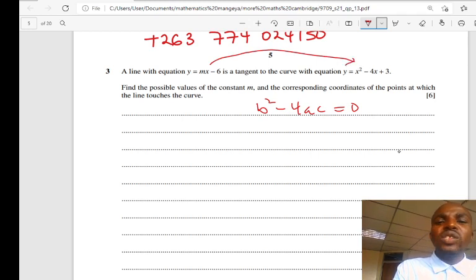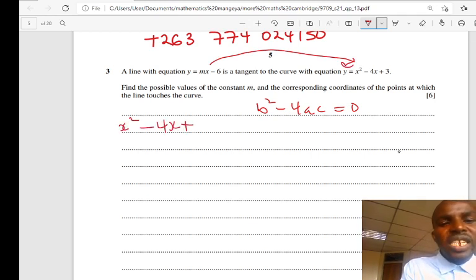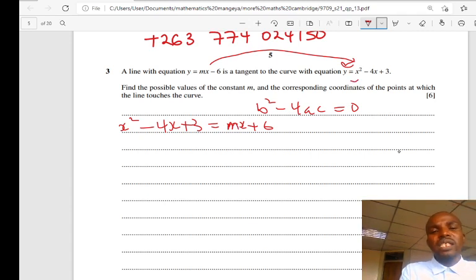Equate here, where there is one, you can put this one. So let's find that one first. You say here, x squared minus 4x plus 3 is equal to mx plus 6. Where there is y, this one was equal to y. Then where there is y, you just put mx minus 6. It's minus 6. Mx minus 6.